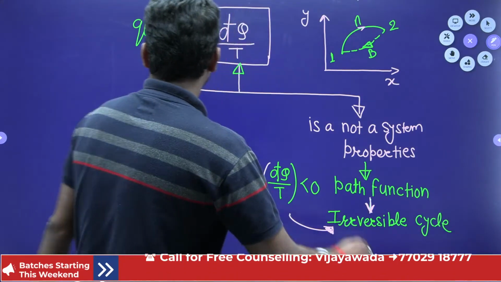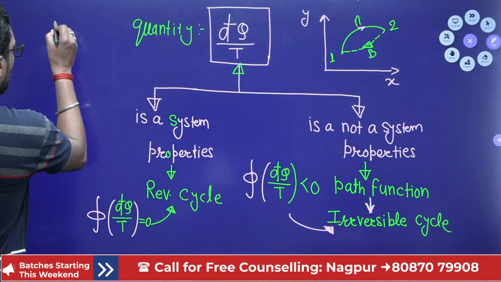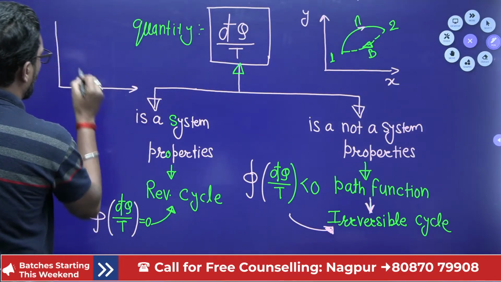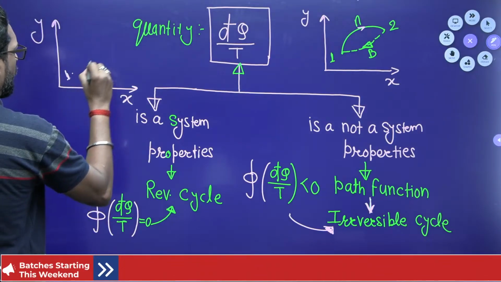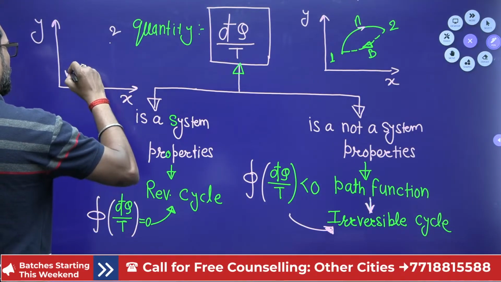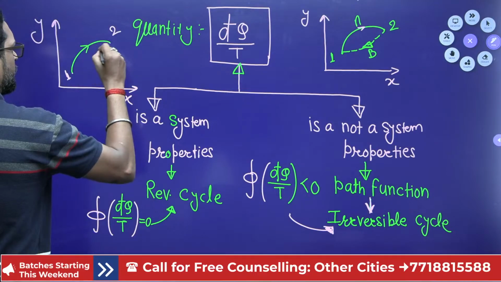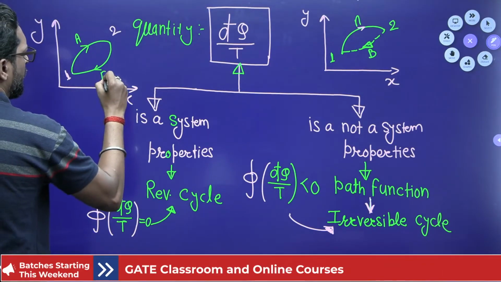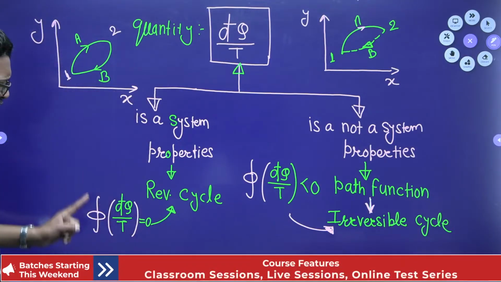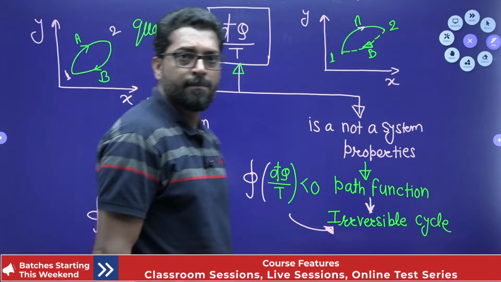But for the reversible cycle, let's suppose this is your y and x, and this is point 1, this is point 2. So this is a reversible cycle, A and B. So in this sense, this quantity dQ/T is a property.